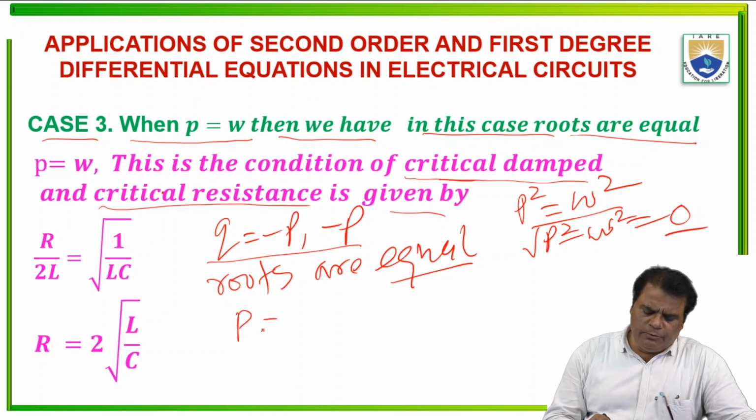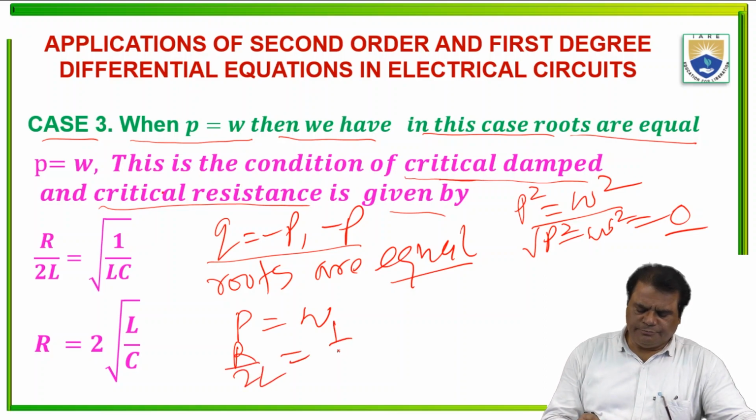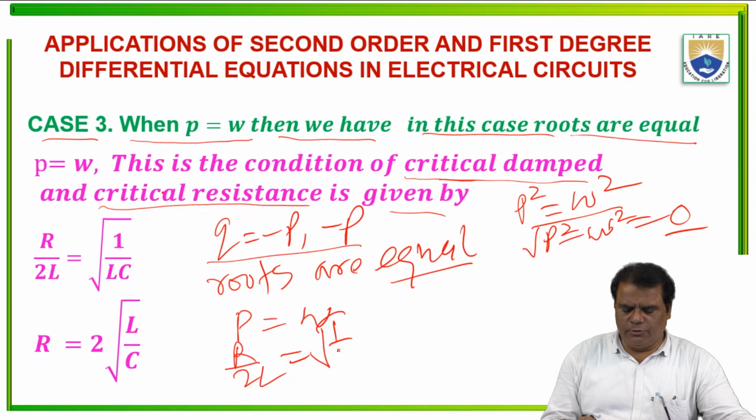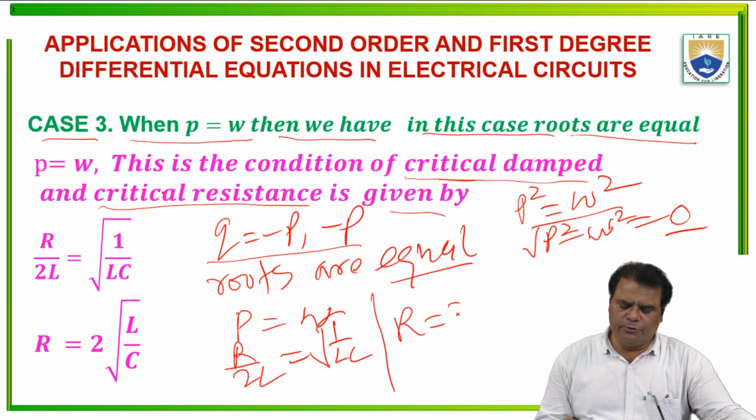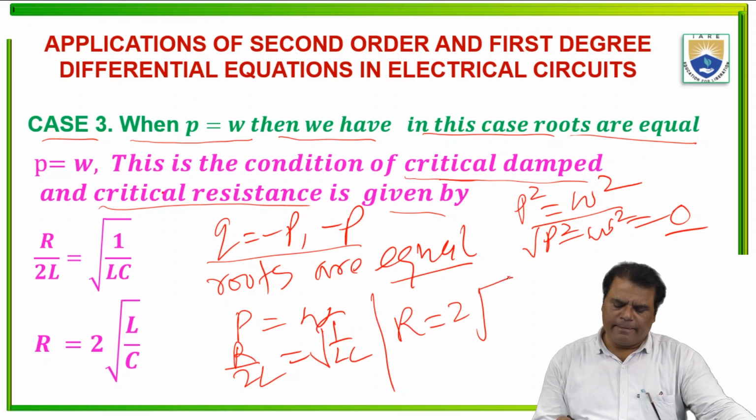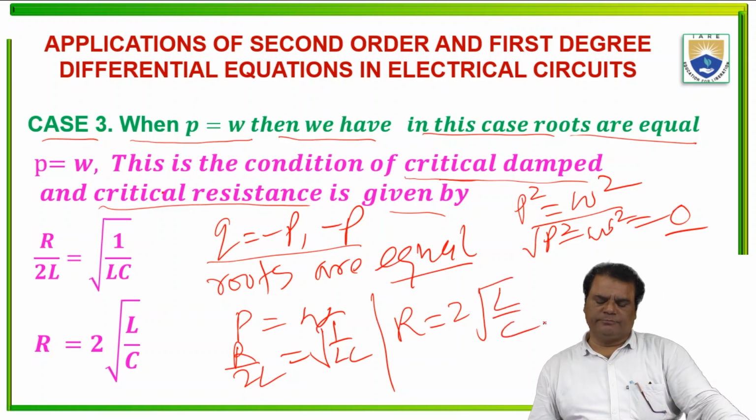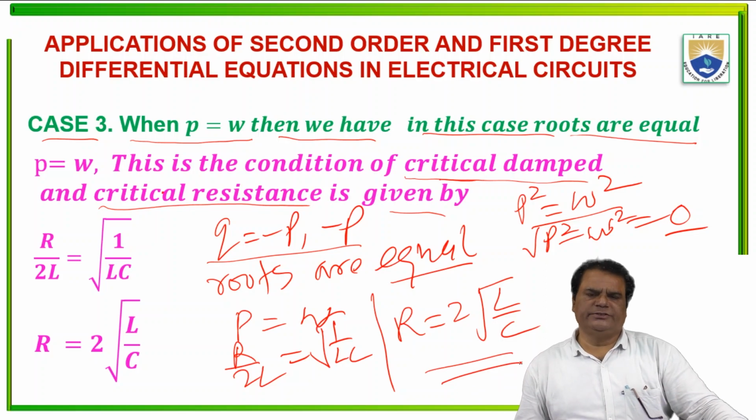And the critical resistance is given by this: P equals W, where P is R by 2L and W is under root 1 upon LC. So R equals 2 under root L upon C. This is the value of the resistance.